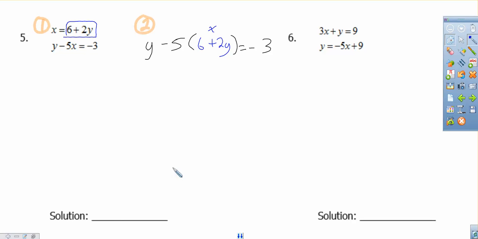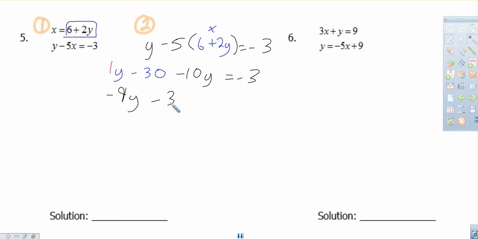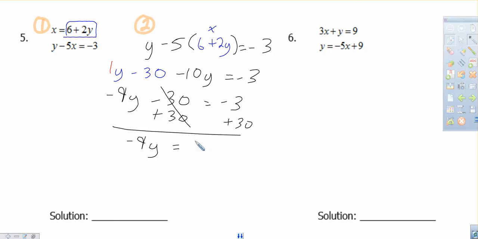Now in this case, we're going to have to distribute. So we get y minus 30, and then we have minus 10y equals negative 3. Combining like terms, we get negative 9y minus 30 equals negative 3. Adding 30 to both sides, negative 9y equals 27. Dividing by negative 9, y equals negative 3.